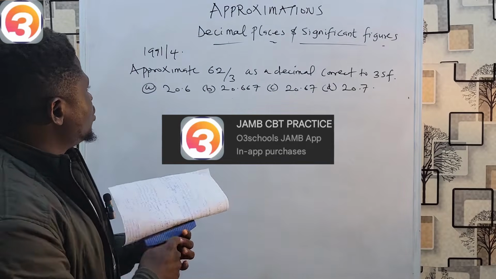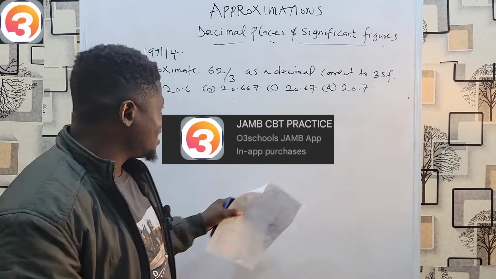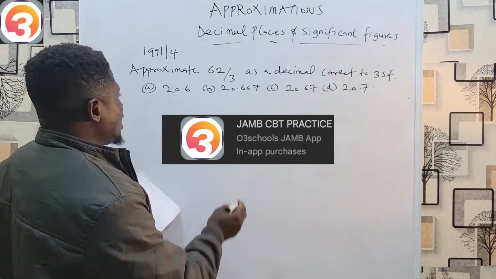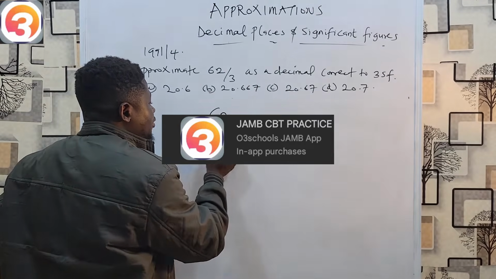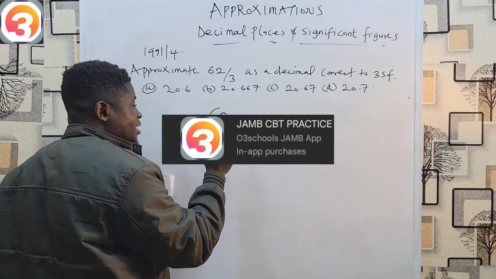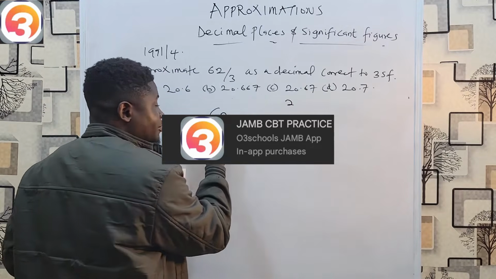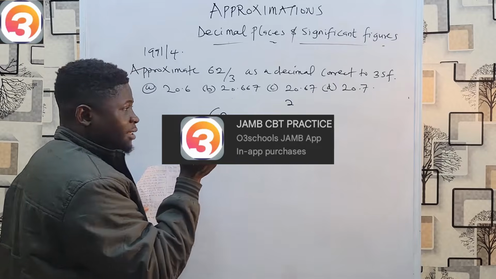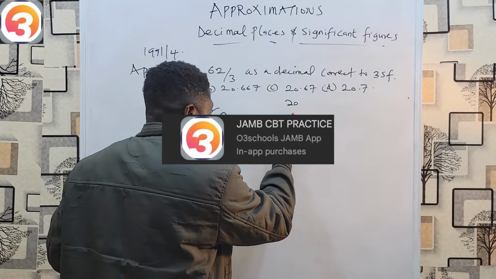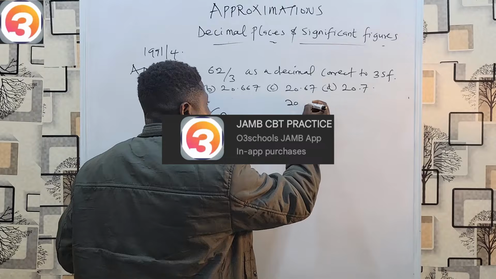Now we're told to approximate 62/3 as a decimal correct to 3 significant figures. That means the first thing they expect us to do is to convert this fraction to a decimal. So we can convert it: 62 divided by 3. 3 into 6 is 2. But 3 can go into 62 how many times? 20 times, with a remainder of 2, because 3 times 20 is 60, right? So of course, if you put a decimal point, you can add 0. 3 can go into 20 how many times? 6 times. 3 times 6 is 18, so there will be a remainder of 2 again.